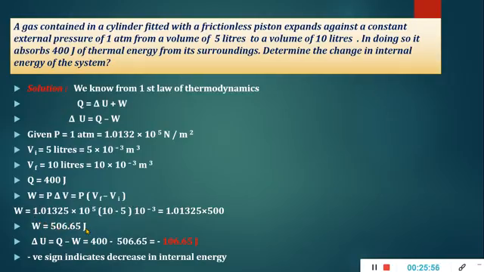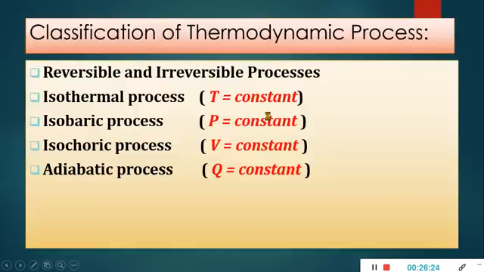506.65 joule. So we'll substitute: delta U will be Q, which we know is 400, minus the work done, 506.65. The answer comes out negative, that is minus 106.65 joule. So here the negative sign indicates a decrease in the internal energy. I hope it is clear.